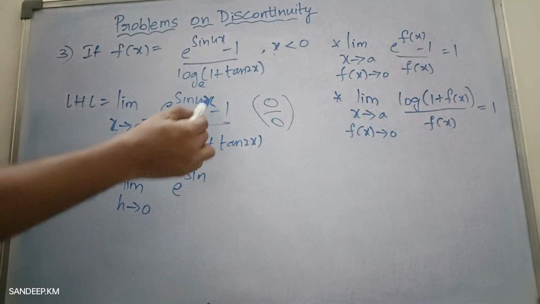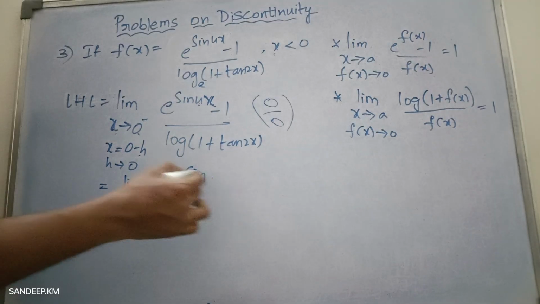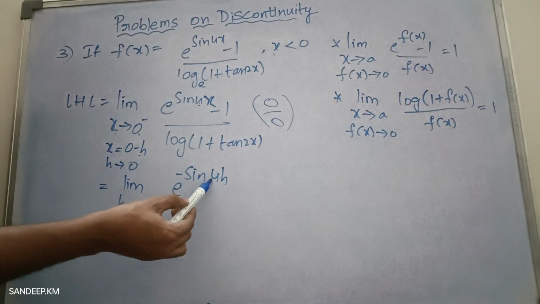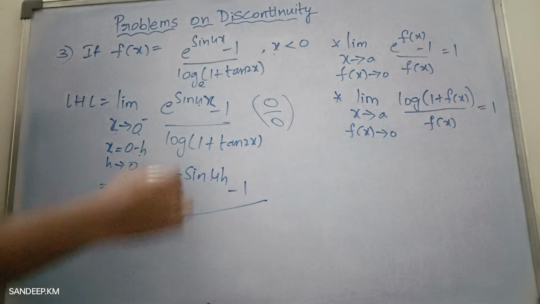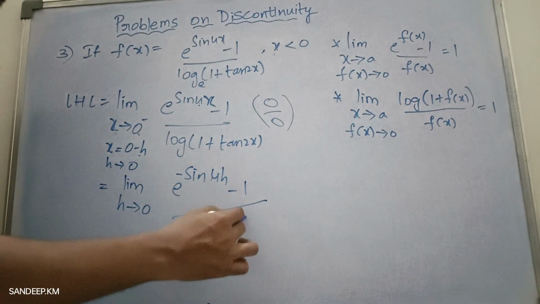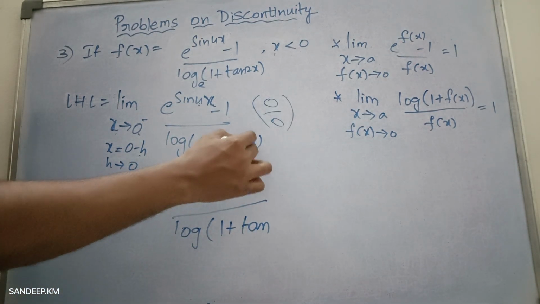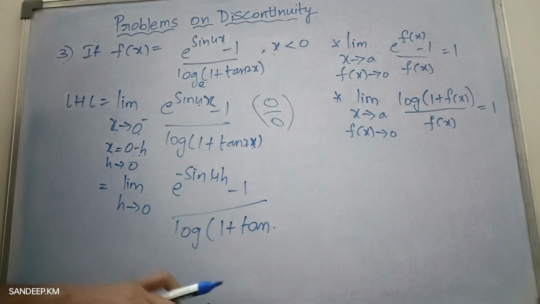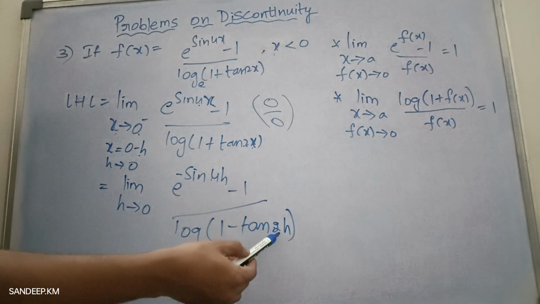So 4 into minus h is minus 4h, which means minus sine 4h. Actually, you will get sine of minus 4h. I can take minus outside. Minus 1 whole divided by log of 1 plus tan of 2 into minus h. X is minus h. 2 into minus h, which is minus 2h, and here also minus comes out. I'm just writing it in the same step. You will get tan of minus 2h and minus comes out.